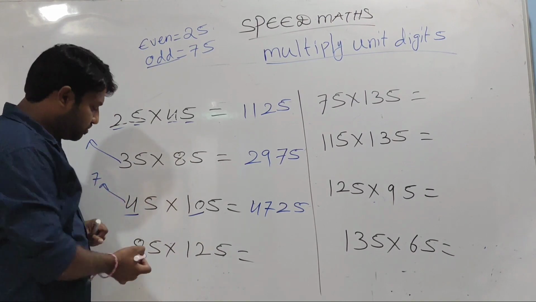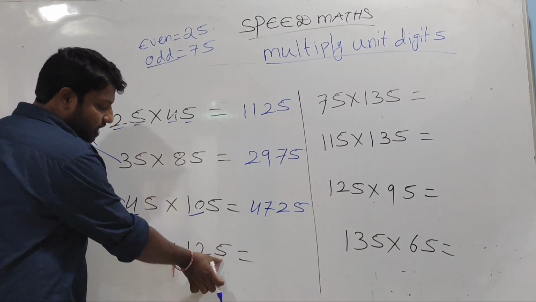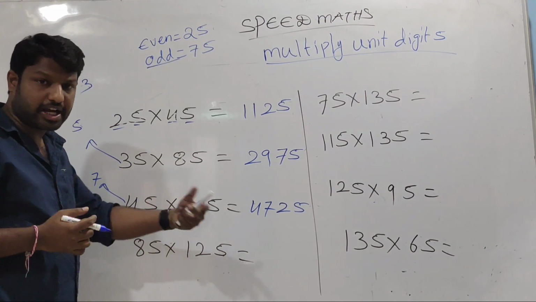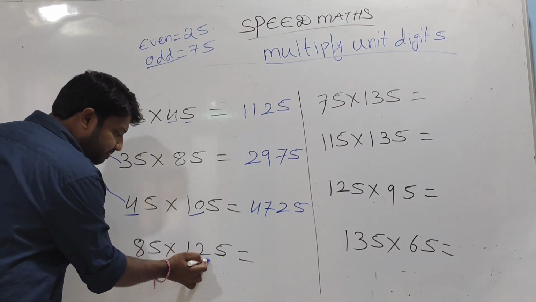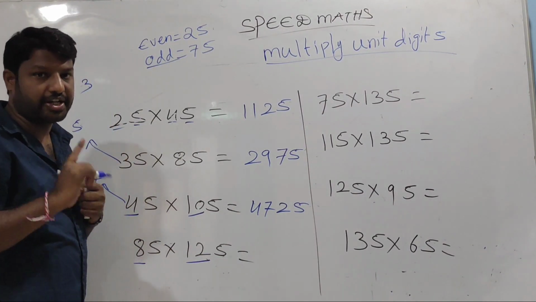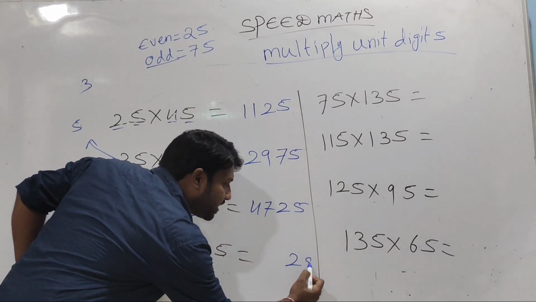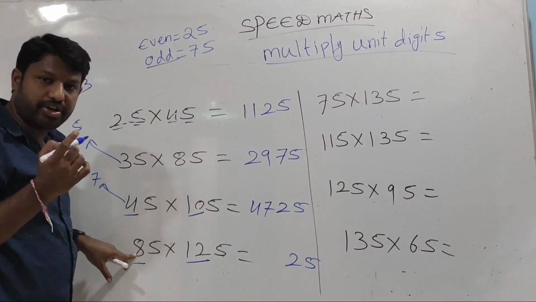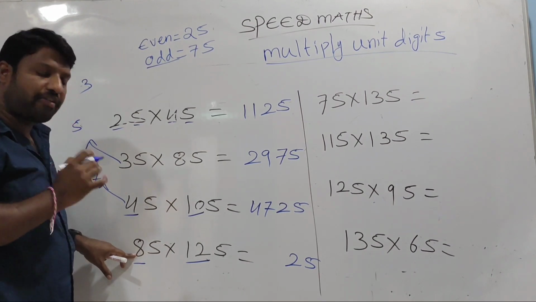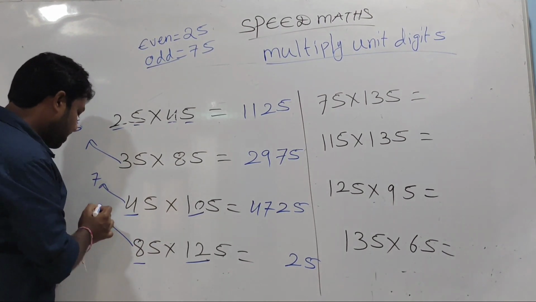See this example. 85 into 125. Here the last digit is 5, here also the last digit is 5. So next check the other numbers. Here 12, here 8. 12 plus 8 is 20. So 20 is an even number. If it is an even number, write 25 here. Next, 12 plus 8 is 20. Take half of that number. 20 half is nothing but 10. So write 10 here.